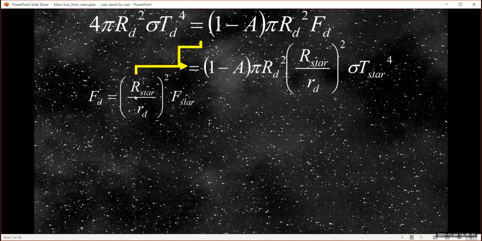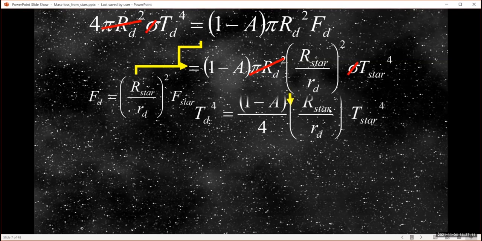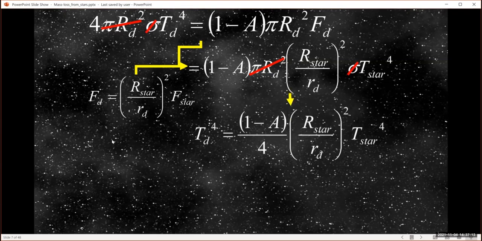So I've put these together, and I've also included that the flux from the star is sigma T star to the 4. Remember, this is the Stefan-Boltzmann law, F equals sigma T to the 4. Now I've got those two put together, and I can do a bit of canceling things that are on both sides. I've got a pi RD squared on both sides. I've also got a sigma on both sides. And so that simplifies down to this equation.